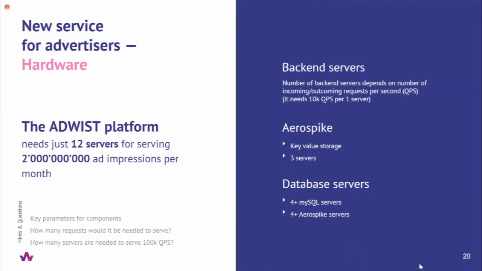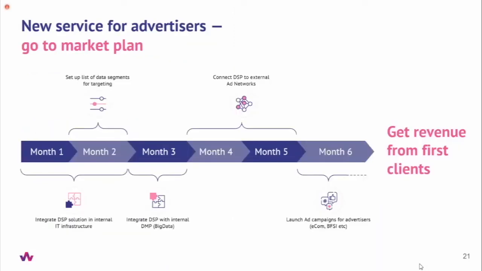So, an example list of services for serving a digital advertising service which can serve 100,000 auctions per second: how many servers and what type of servers you need to run so many online advertising auctions. And of course, the go-to-market plan. So let me tell you shortly how it usually looks.